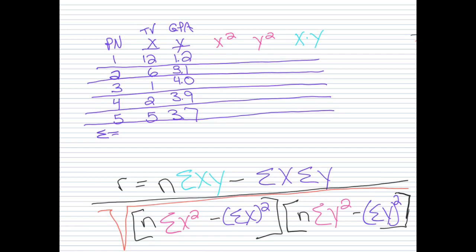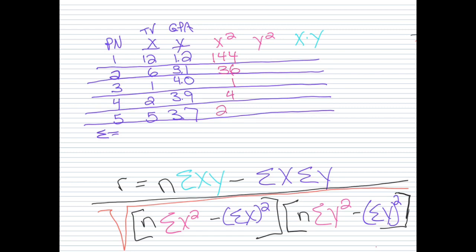So 12 squared is 144. Right? So you see here I'm adding it to the X squared column over here. So 6 squared is 36. 1 squared is 1. 2 squared, sorry, over here on the far left are the participant numbers. Don't square those. Okay. So 2 squared is 4.